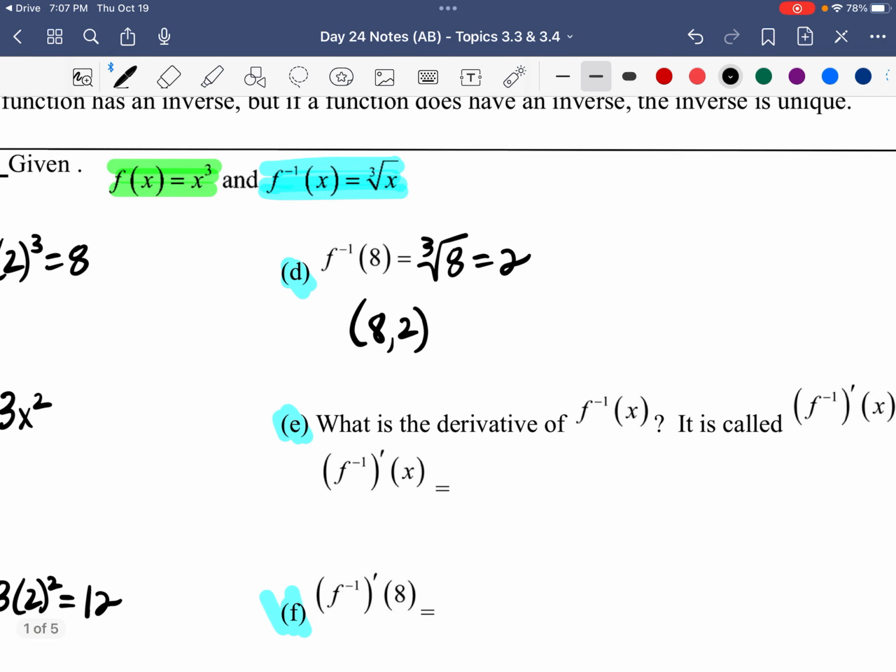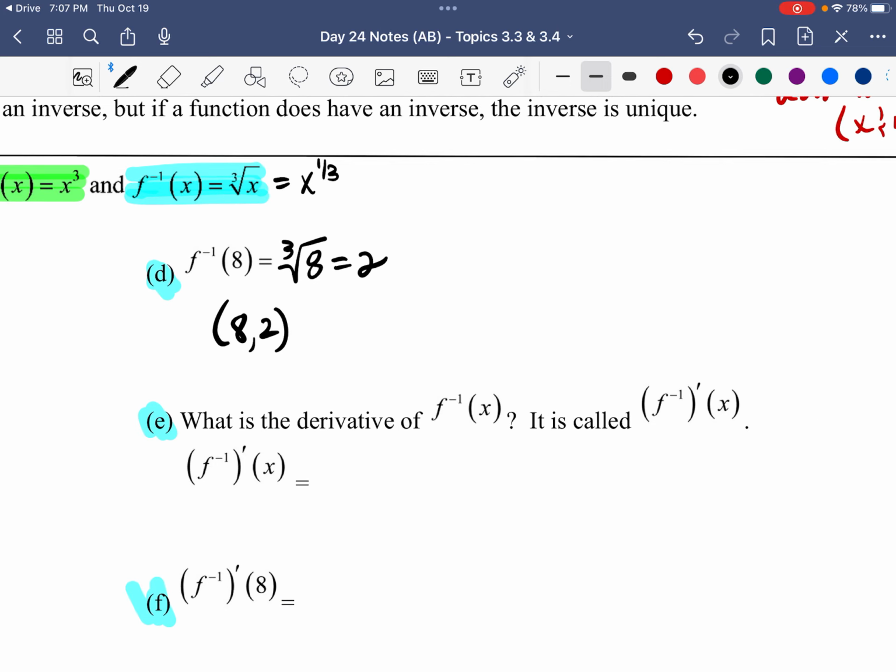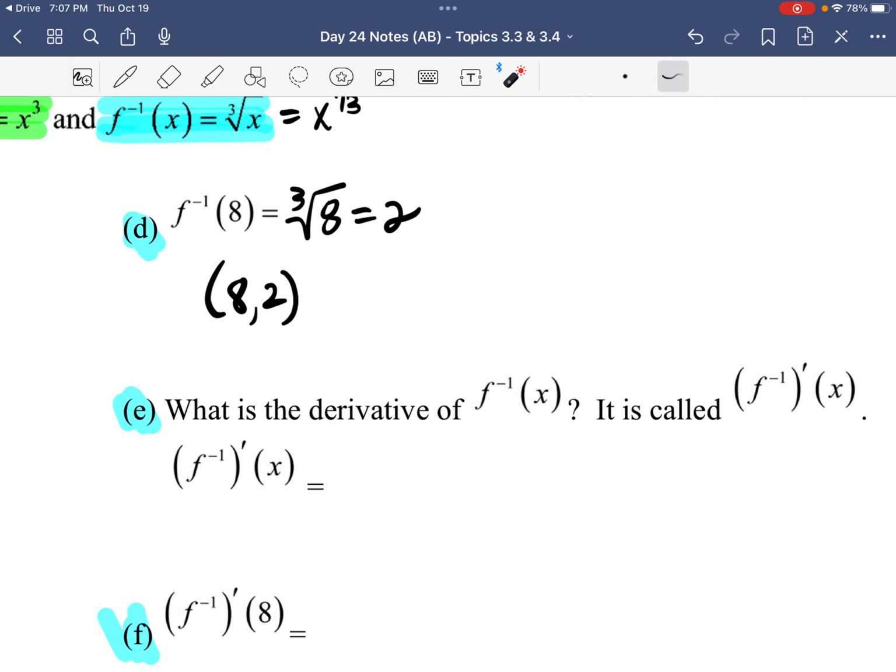Okay, what is the derivative of f inverse of x? So I would want to rewrite this to find the derivative, x to the 1/3. Okay with that? So this is weird. It's hard to see the derivative, but if we're asking for the derivative of f inverse of x, we call it f inverse prime of x. So you have to be really careful with your negatives and your ones and your primes so that you can tell the difference between all of them.